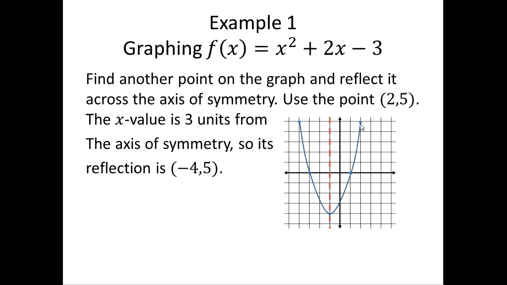Now what I do is I use the fact that the parabola is symmetric about the axis of symmetry. So if this point 2, 5 is on my graph, notice that this point here is 3 units away from the axis of symmetry. So I know its counterpart after I reflect this point across this line is going to be given by the point -4, 5.